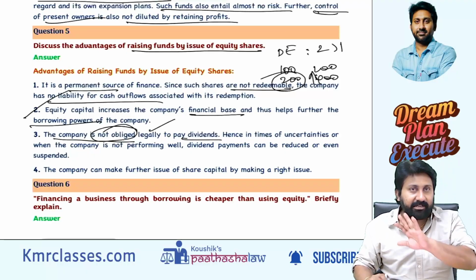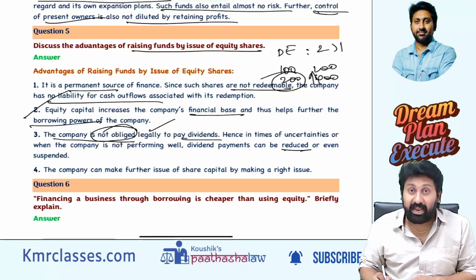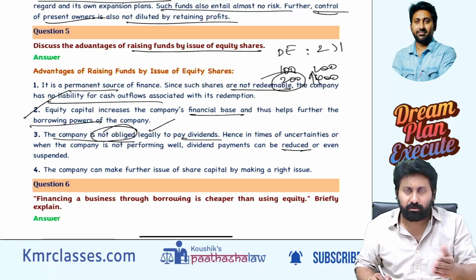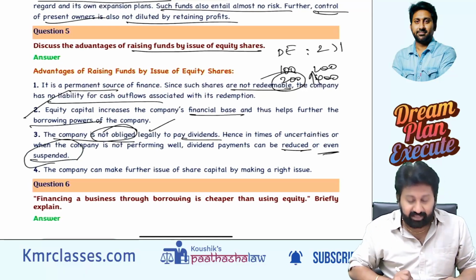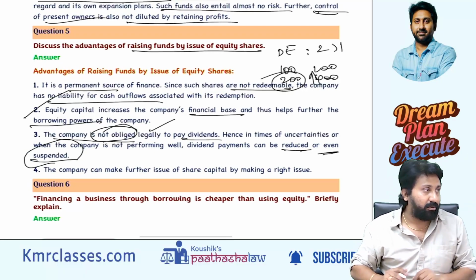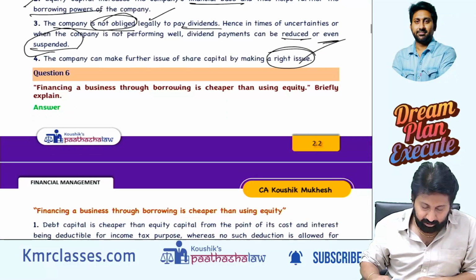So dividend payment is not mandatory. If you have profits, you can pay the dividend. Dividend payments can be reduced. Last year 12, this year you can pay 10 also. Or you can pay 12 again, the same. Or it can even be suspended. Okay, next. Issue can be made also through rights.